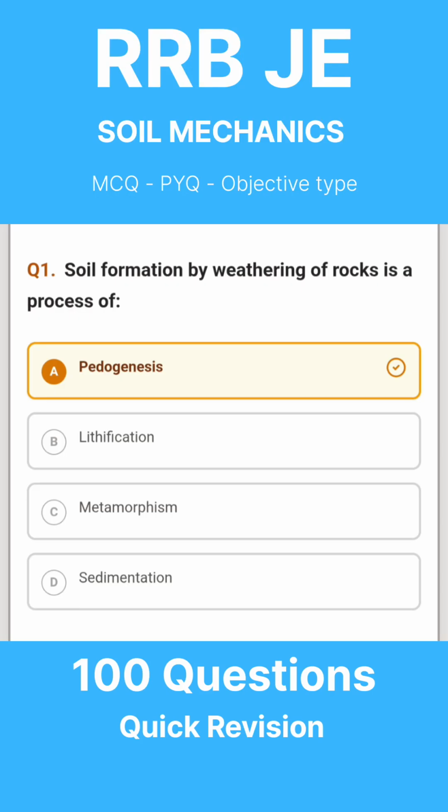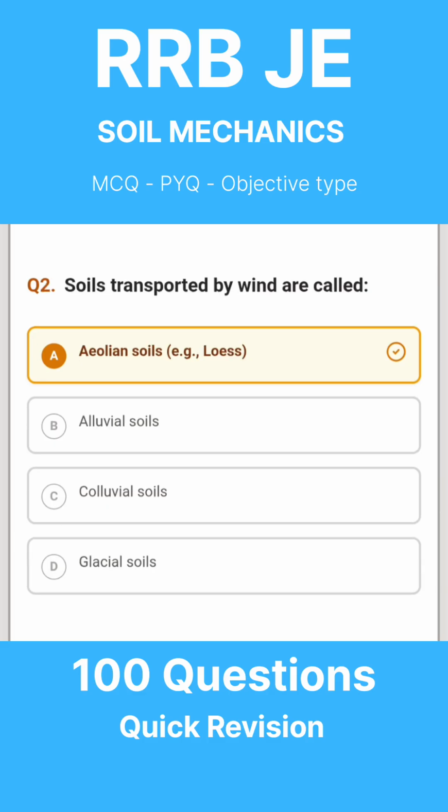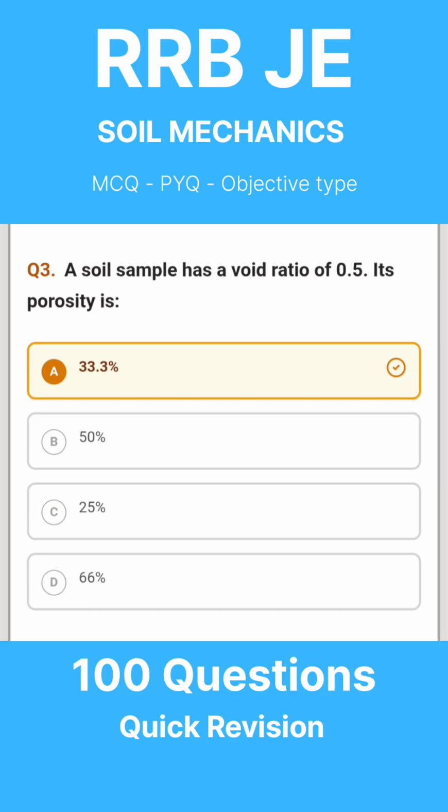Question 1. Soil formation by weathering of rocks is a process of. The correct answer is pedogenesis. Question 2. Soils transported by wind are called. The correct answer is aeolian soils, e.g., loess. Question 3. A soil sample has a void ratio of 0.5. Its porosity is. The correct answer is 33.3%.